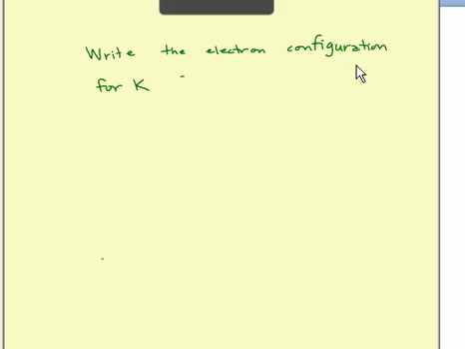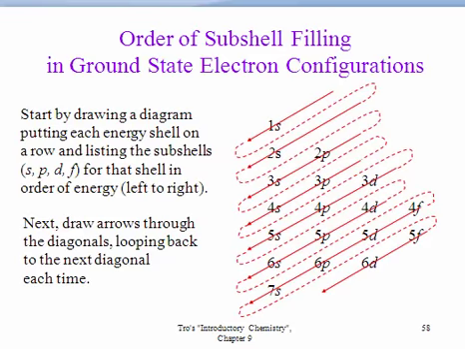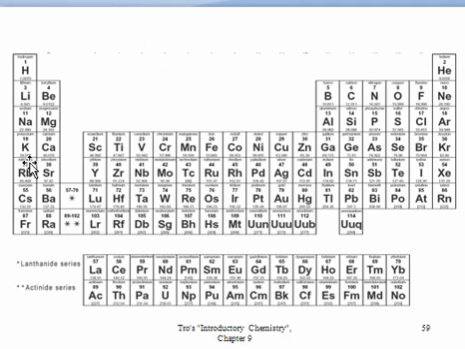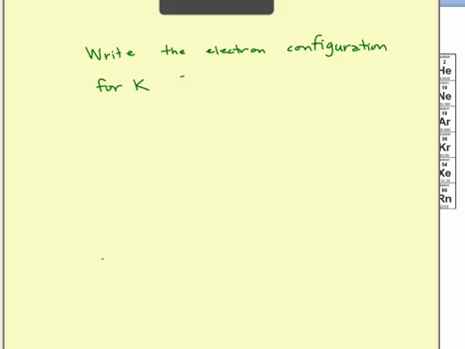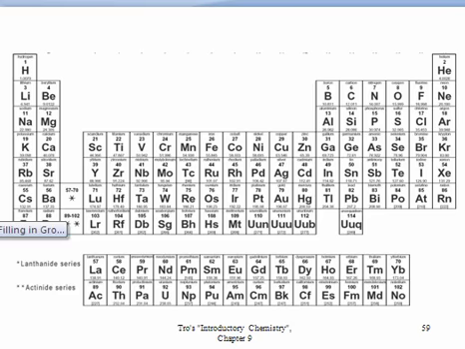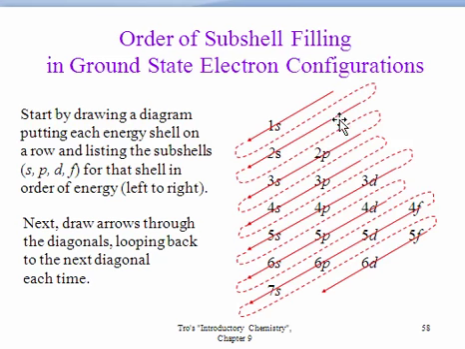And so to write an electron configuration, we need to know how many electrons we're dealing with. So we find potassium on the periodic table. Its atomic number is 19, so that means there are 19 electrons. Now what we have to do is take these 19 electrons and put them in the correct energy levels and subshells, and we do that from lowest to highest. And here is our super duper diagram that shows us how to do it.